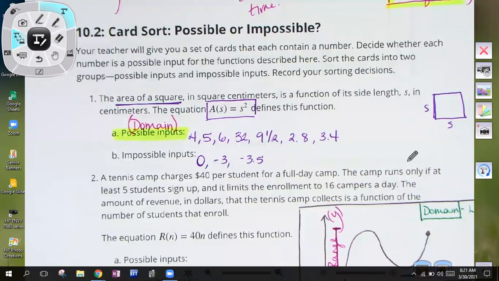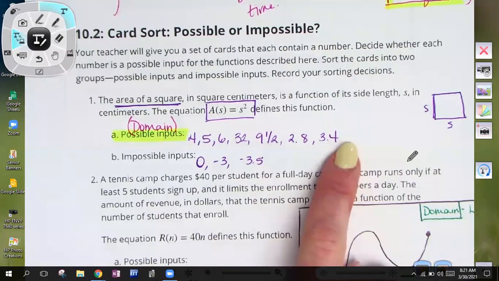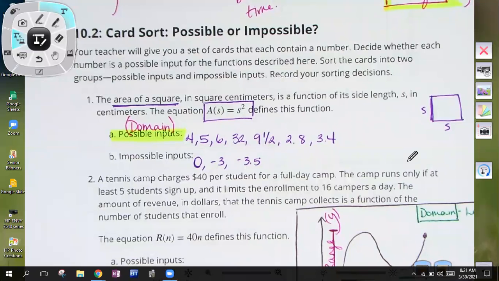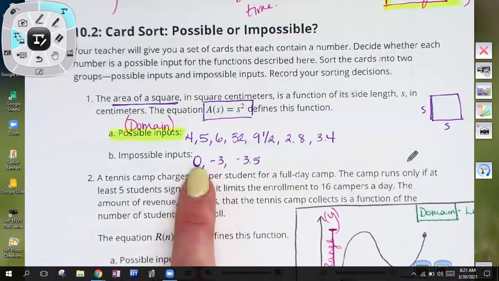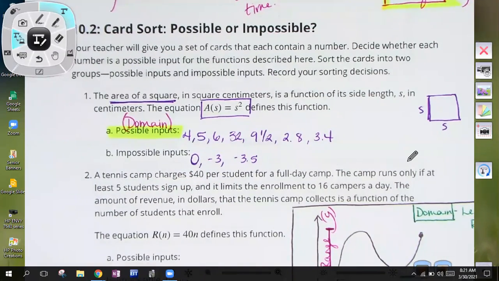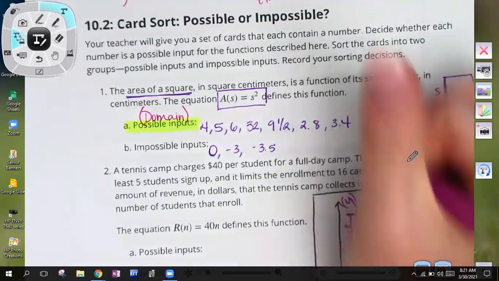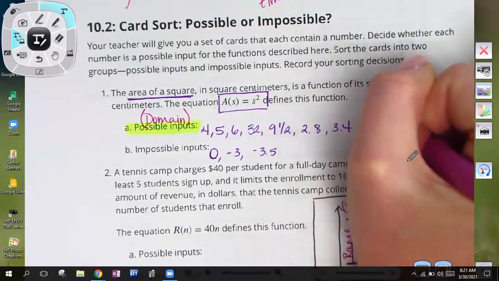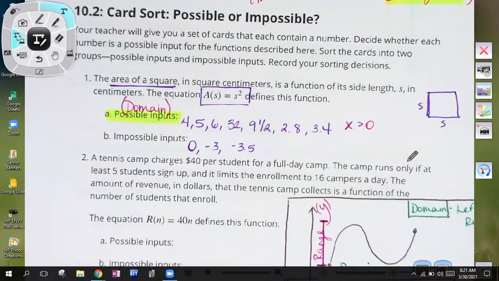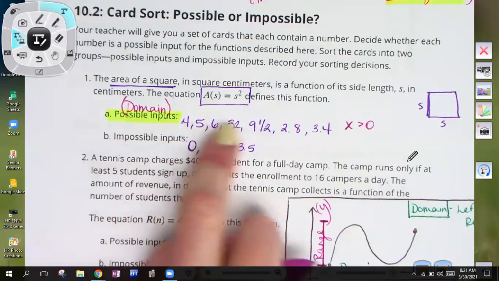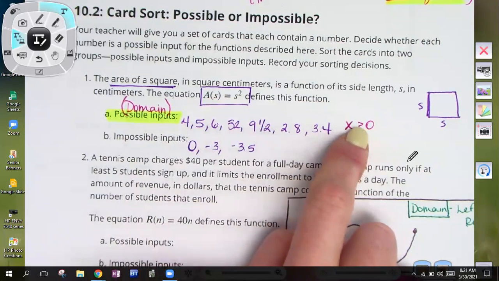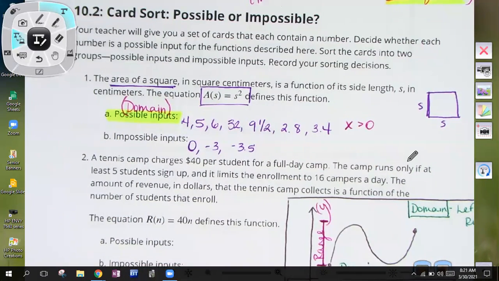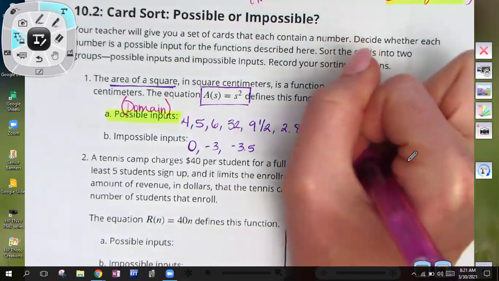We said we could go on forever with these inputs, but they could never be what? Negative or zero. So it could be any number that is positive, which we could just say if our x value is greater than 0. Our possible inputs could be any x value that is greater than 0. Do y'all agree?